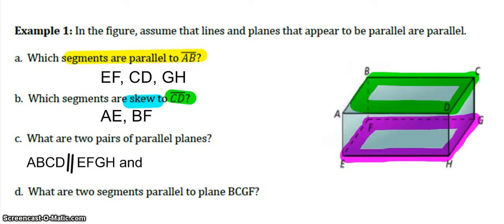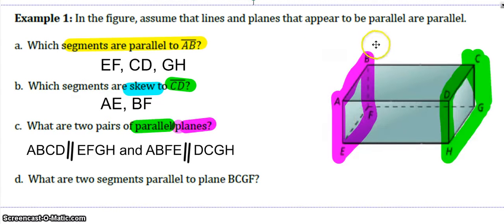So the first pair of planes that I choose here is ABCD and EFGH. If you were to imagine them extending out forever, they would never touch. Make sure you have your second pair. Another you can think of is ABFE with DCGH, or you could do ADHE with BCGF.